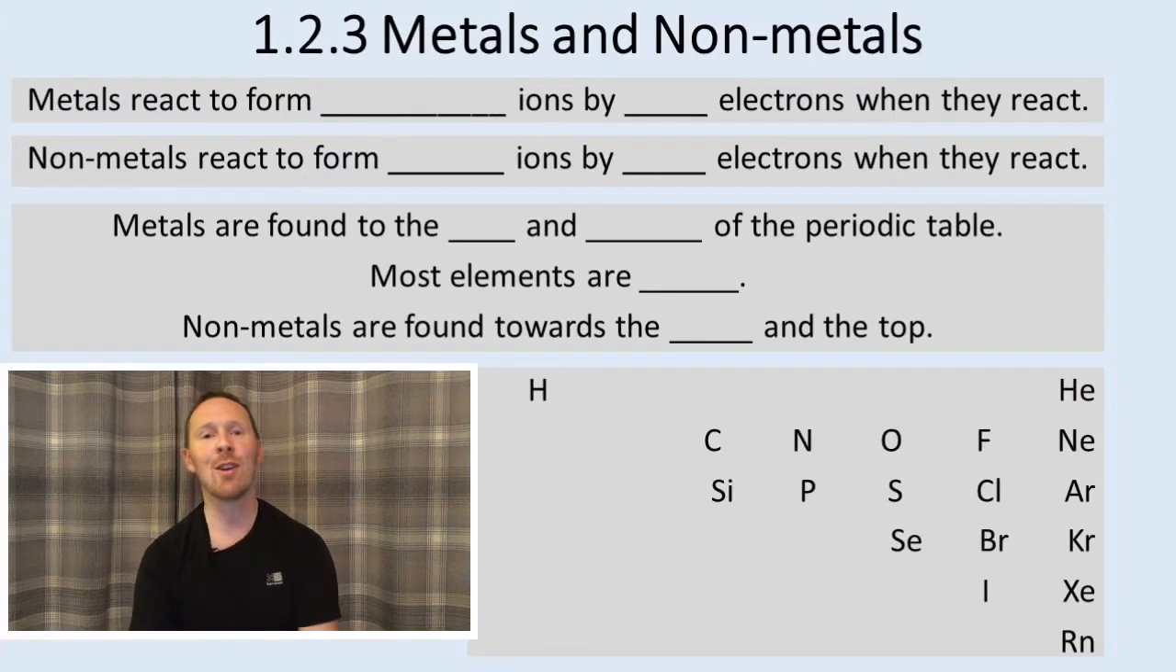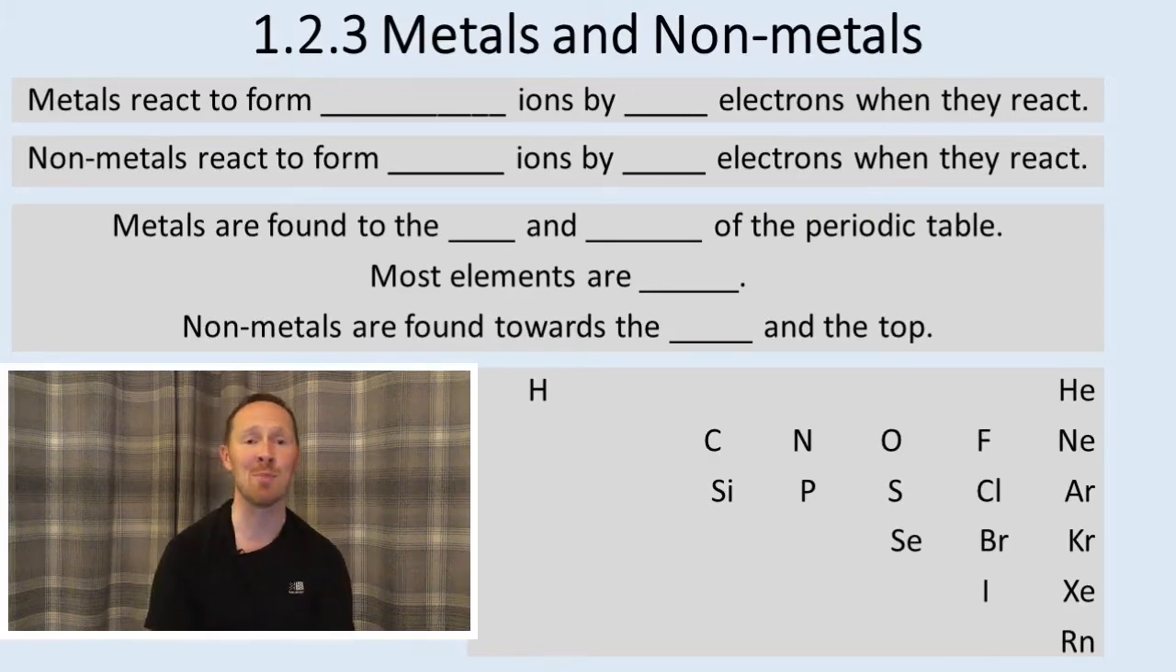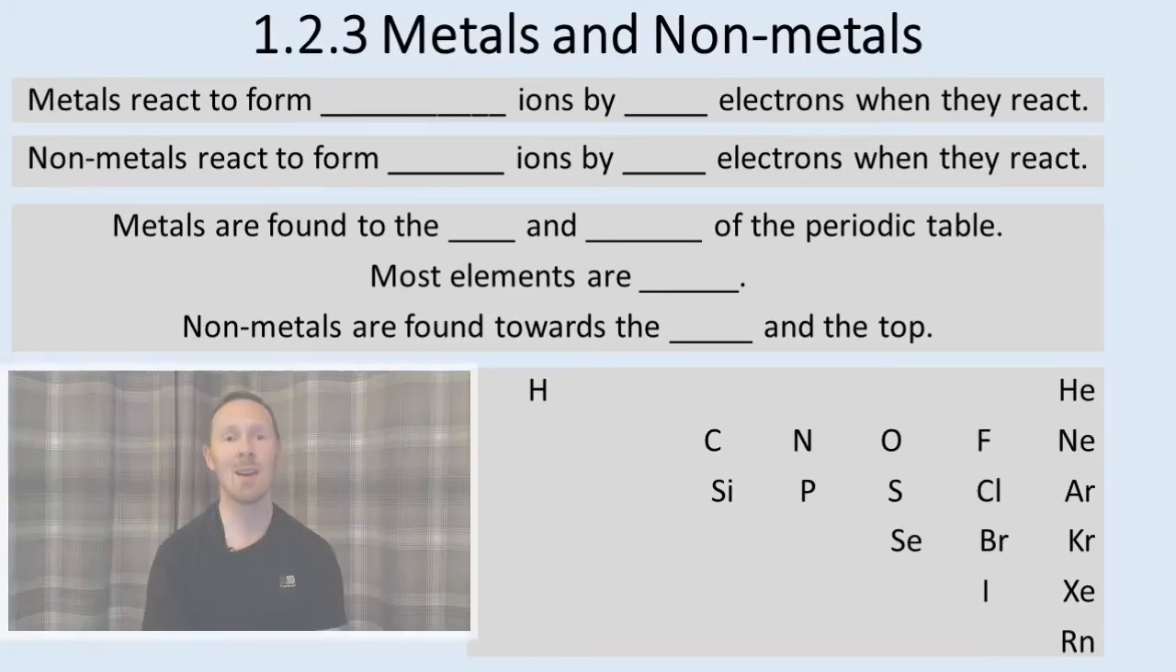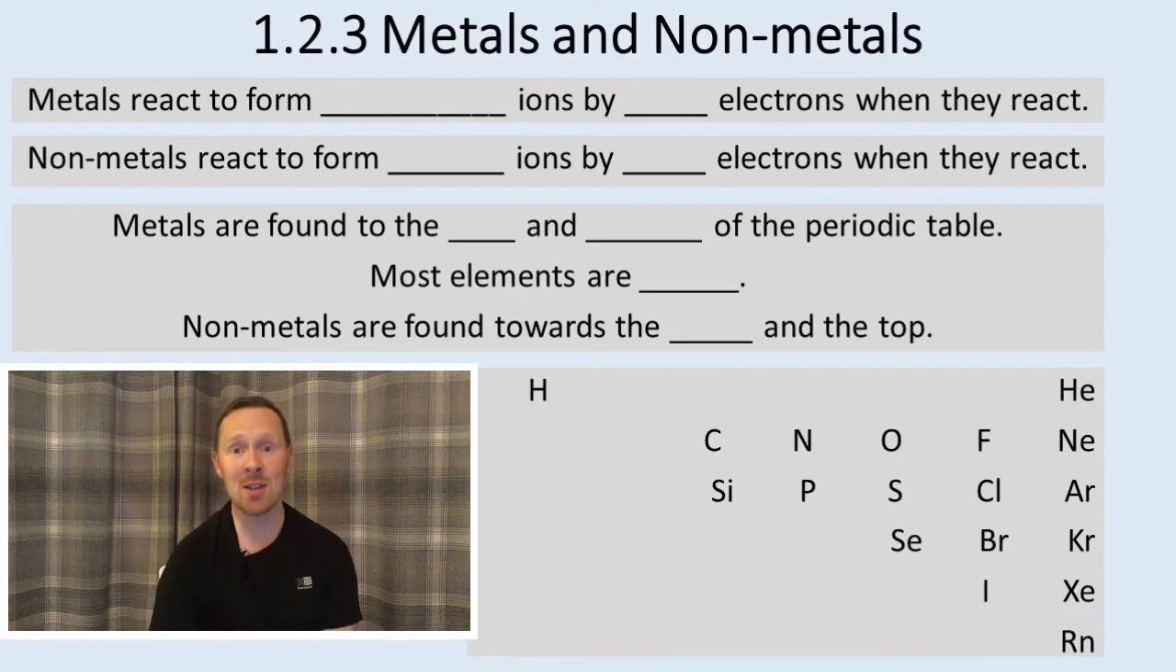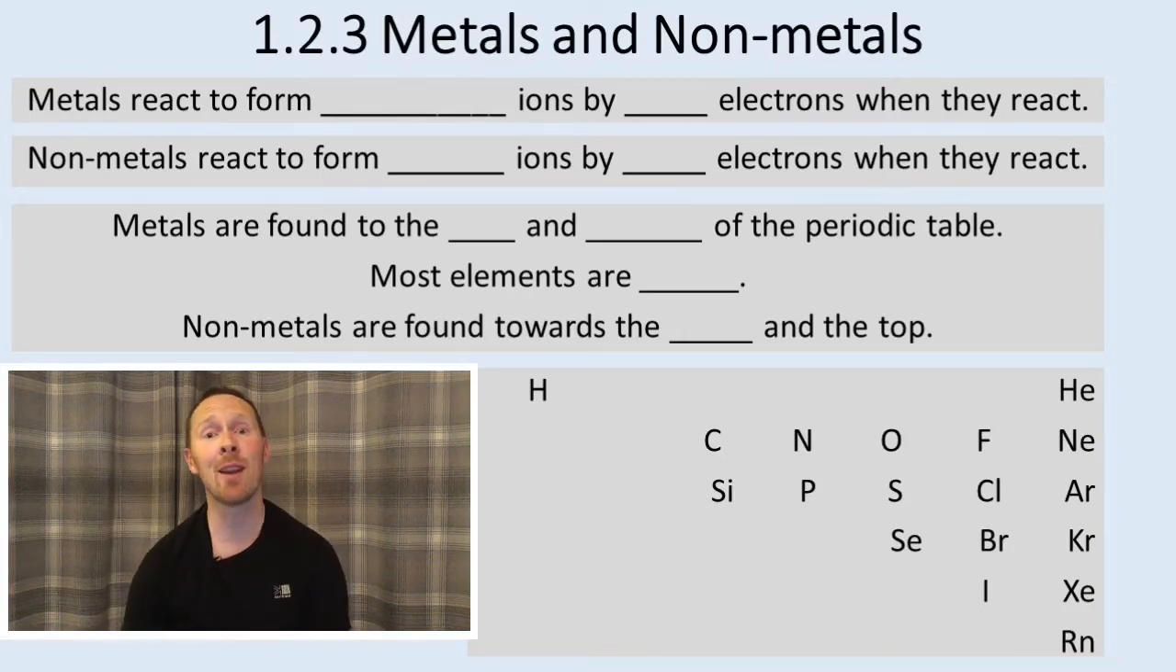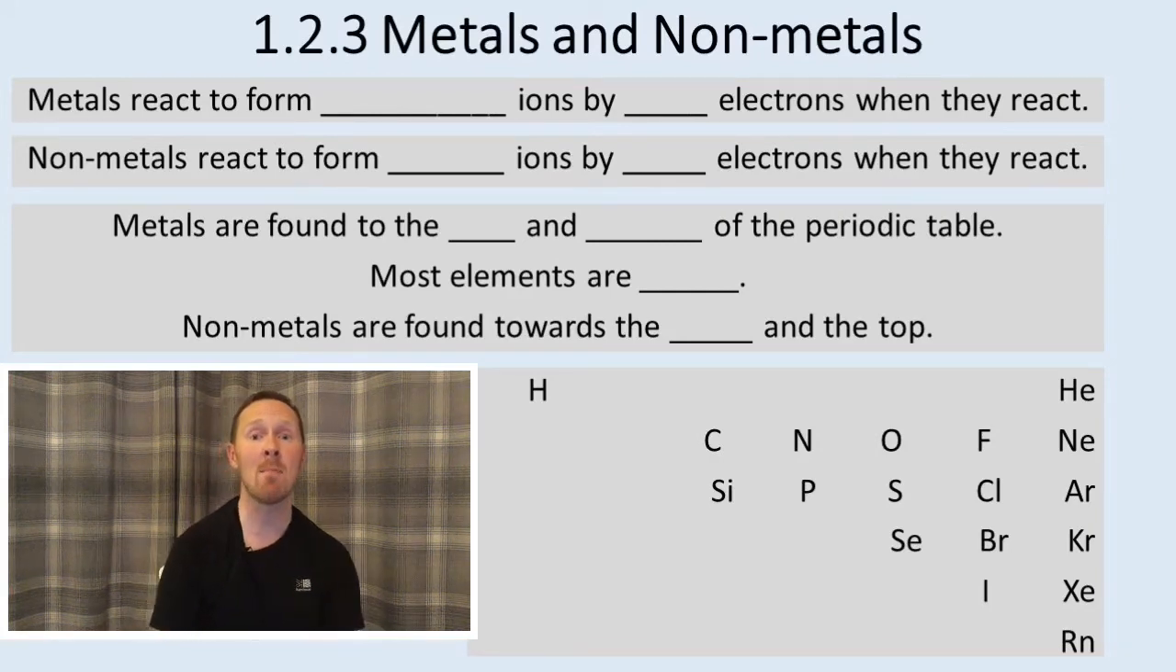So if you have a look on the little list there, you've got helium, carbon, nitrogen, oxygen, fluorine, neon, silicon, phosphorus, sulfur, chlorine, argon, selenium, bromine, krypton, iodine, xenon, and radon. Those are non-metals. So if you want to find the non-metals, you need to look at the top right-hand corner of the periodic table. And what you'll notice from the list that you can see there is there aren't as many non-metals as there are metals.